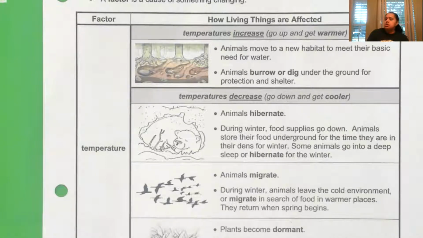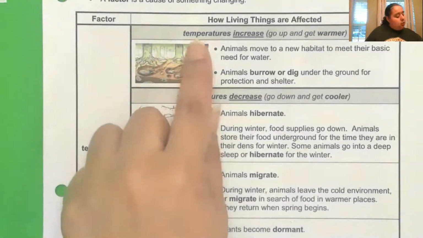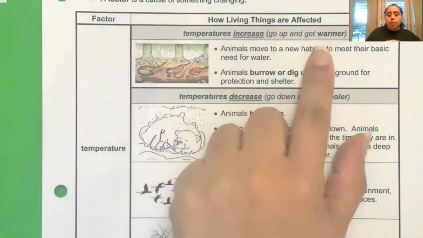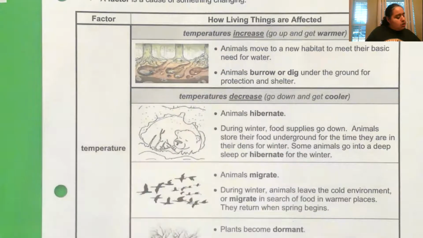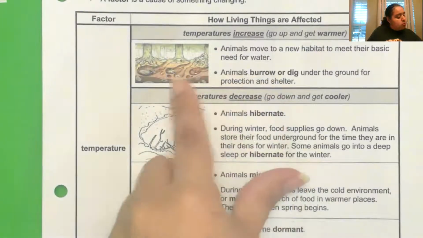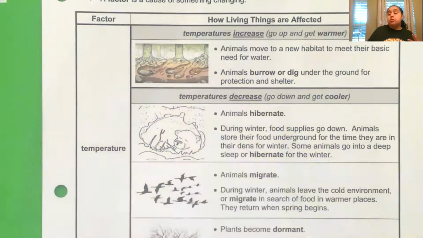So in this case, we're going to talk about animals and plants, living organisms. When the temperature changes, the animals also start doing different things. So that's what we're going to learn about today. If we look right here, boys and girls, it says, when the temperature increases or gets warmer, animals move to a new habitat to meet their basic need for water. Okay, so it gets warmer, they have to find a new habitat where there's water because that's one of the needs of animals. Animals burrow or dig under the ground for protection and shelter.